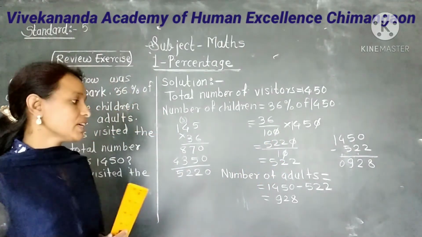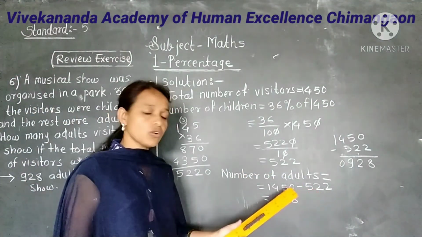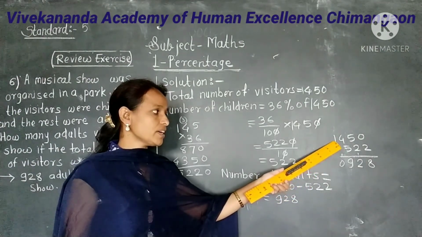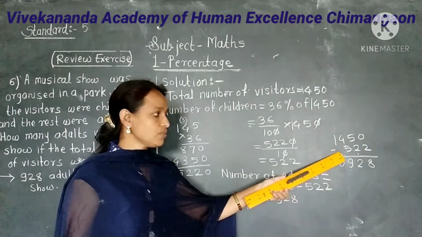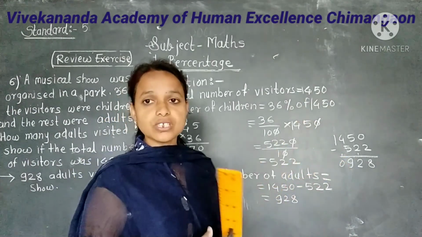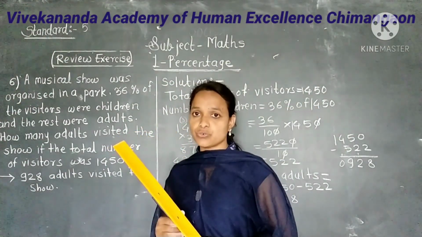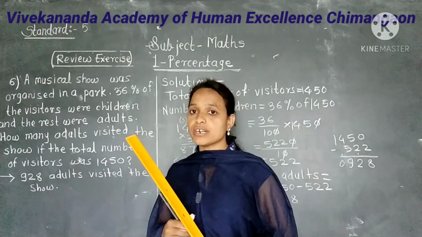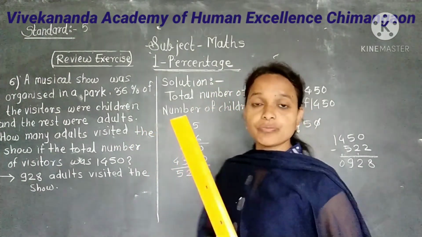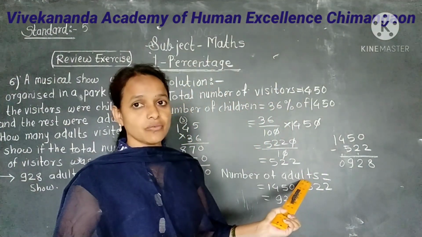Now here we have to find out the number of adults. So we have to subtract 522 from 1450. So we subtract 1450 minus 522. We get 928. So here 928 adults visited the show. Out of 1450, 928 adults visited the show and 522 were children.